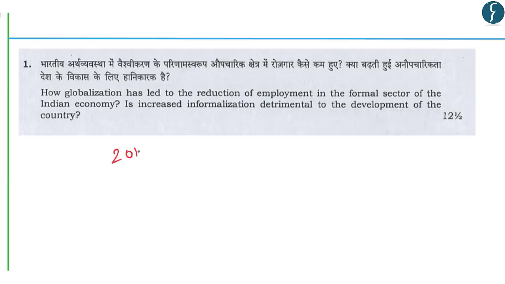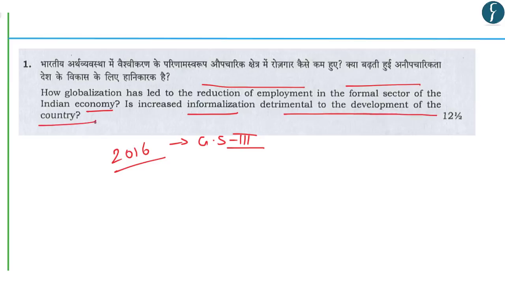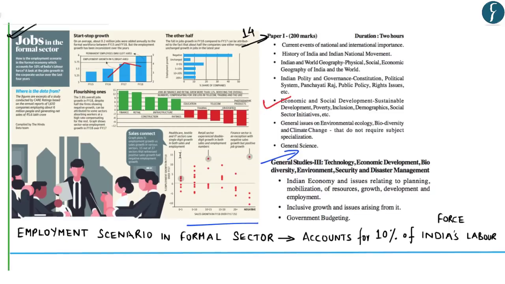Now, in the year 2016, in GS paper 3, a similar question was asked with respect to the formal sector. The question was, how has globalization led to the reduction of employment in the formal sector of the Indian economy? Is increased informalization detrimental to the development of the country? So this particular question becomes quite important and relevant with respect to the data provided in this article on the formal sector of Indian companies. This analytics becomes extremely important just to understand how these different sectors of the economy grow and how this also impacts and affects the employment in these respective sectors. With this, let's move on to the next news.